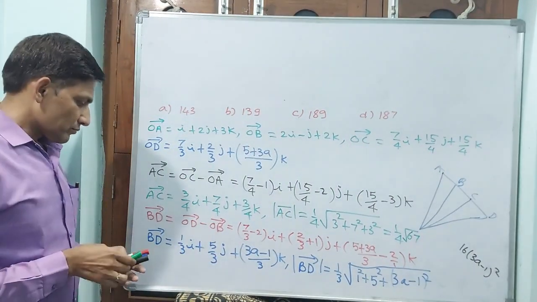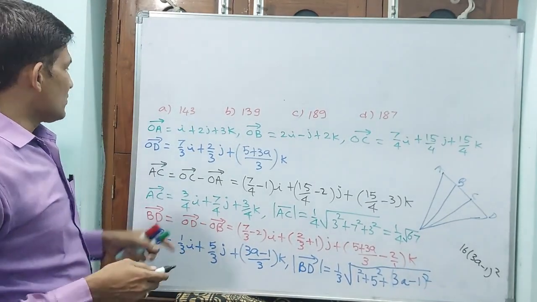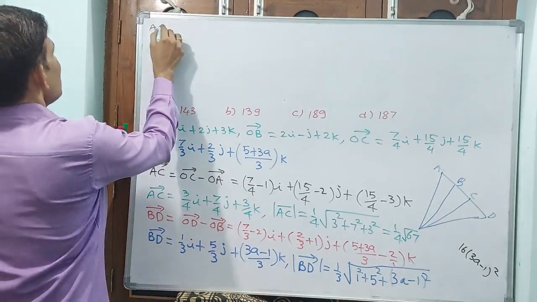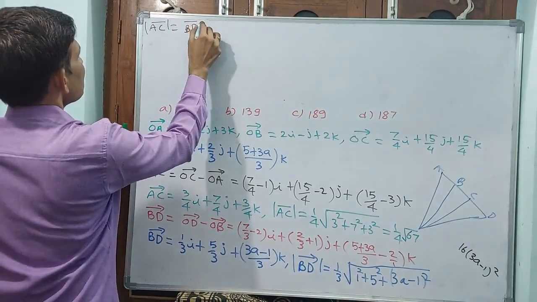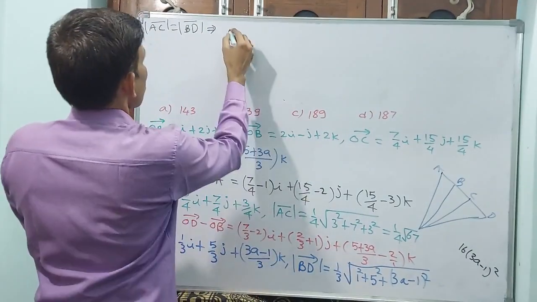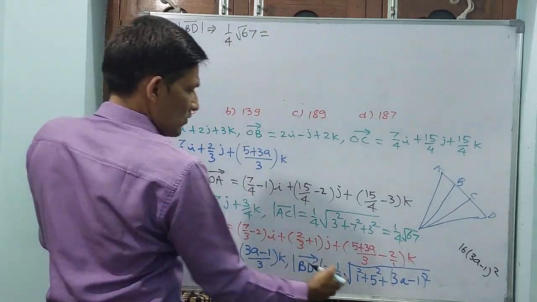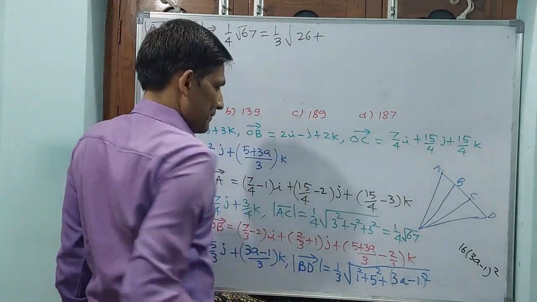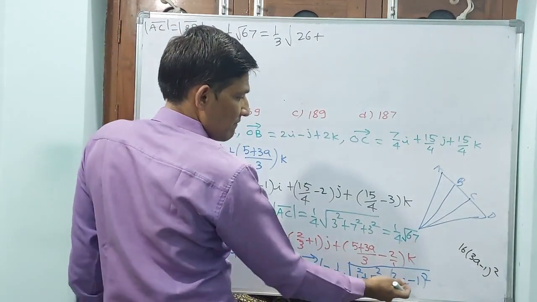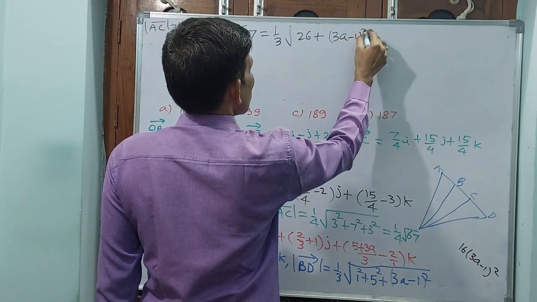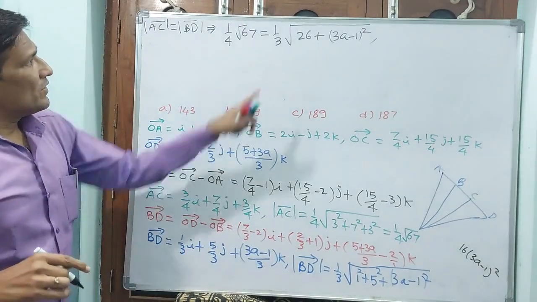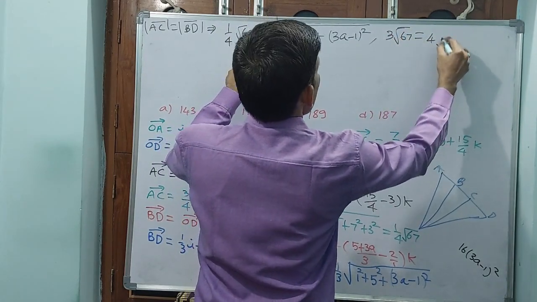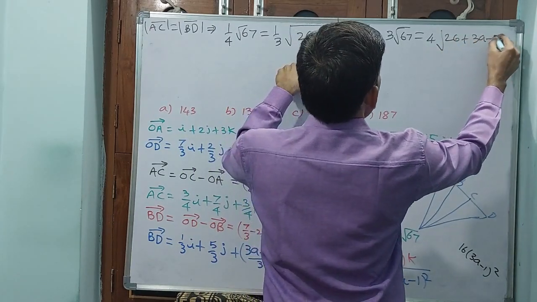Now both are equal: modulus AC is equal to modulus BD. Given AC modulus is equal to BD modulus, implies 1 by 4 root 67 is equal to 1 by 3 root of 25 plus 1, 26 plus 3a minus 1 whole square, under root. Send 3 this side and 4 that side, so 3 root 67 is equal to 4 root of 26 plus 3a minus 1 whole square.